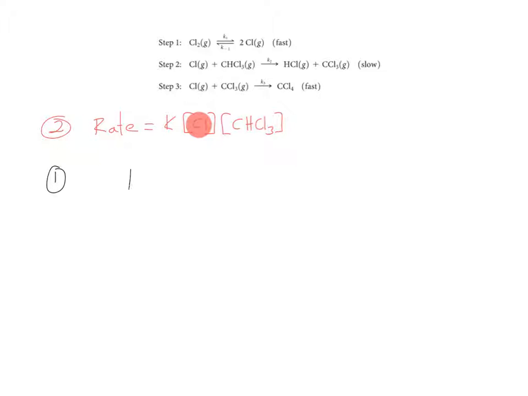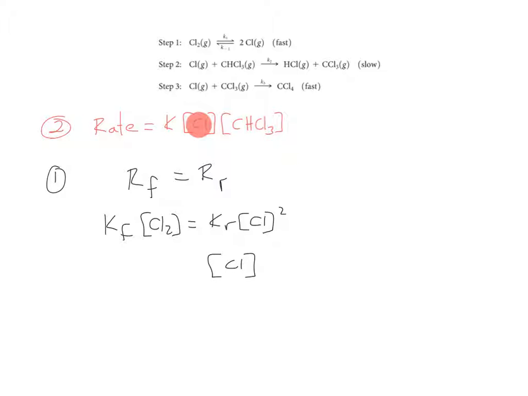So knowing that equilibrium means the forward and reverse rates are equal, we can have a rate law expression for the forward reaction and a rate law expression for the reverse reaction, and then we can manipulate those and solve for the concentration of chlorine atoms. So we do that and we find we get a new constant, which Kf over Kr is just going to give us a new constant.